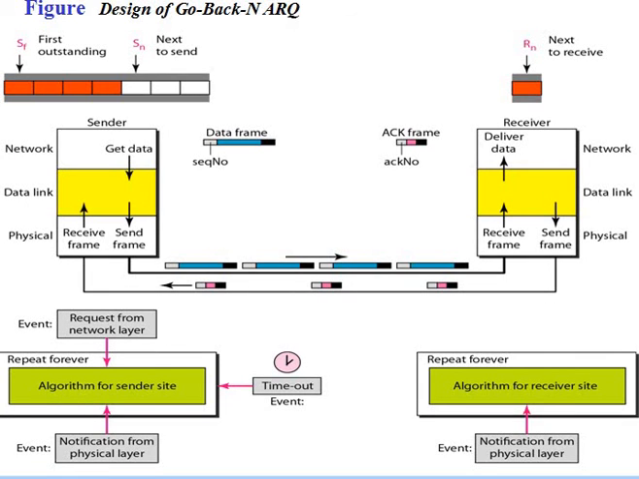So in the design of Go-Back-N, the same thing is represented here. The first outstanding frame is denoted by SF. The next frame to send is denoted by SN. The data frame has a sequence number and the acknowledgement frame has an acknowledgement number. In the pipeline of the transmission path, a number of frames are sent at a time. So three events occur at the sender side and one event occurs at the receiver side. Those are the request from the network layer, notification from the physical layer, as well as the timeout event. And notification from the physical layer occurs at the receiver side.